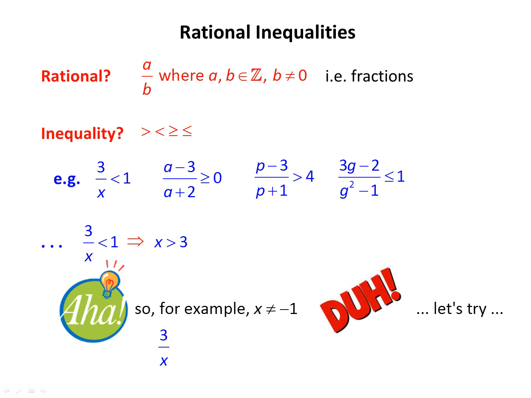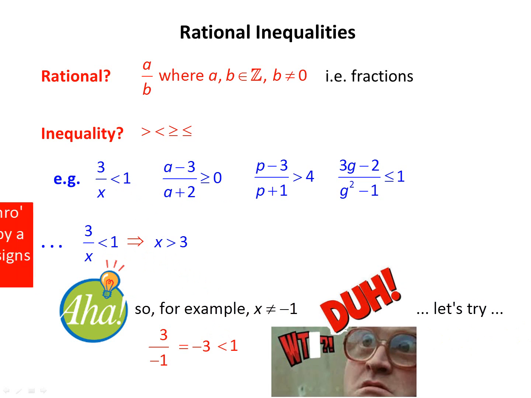Let's try 3 over x. Let's put negative 1 instead of x, and we get negative 3. Hang on, 3 over x. So 3 over negative 1 equals negative 3, but this is less than 1. So what's happening here?